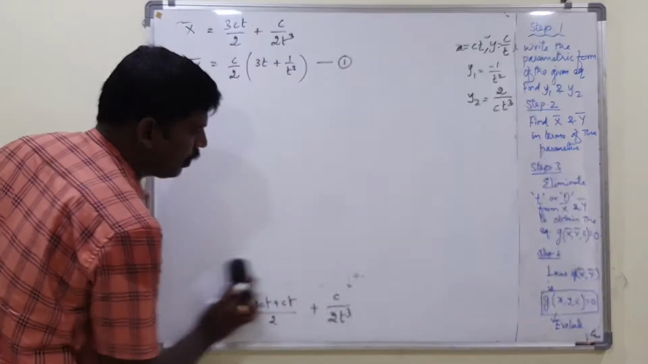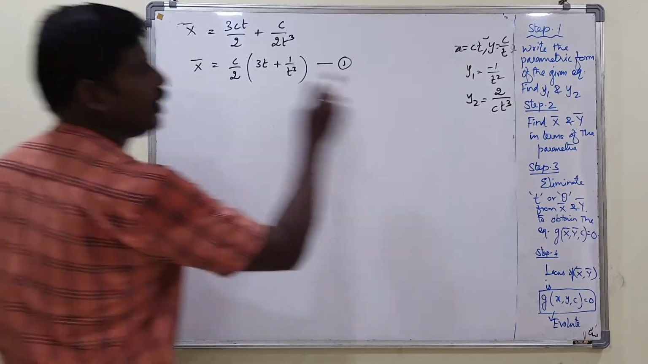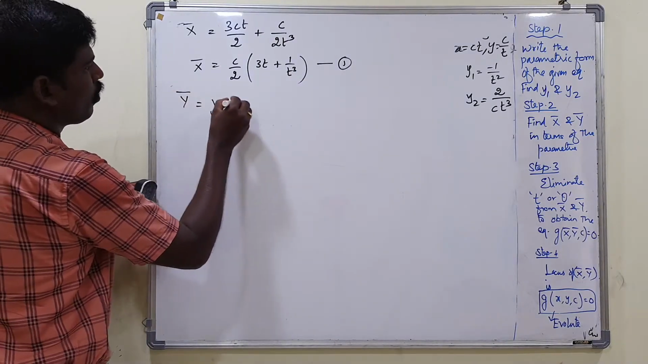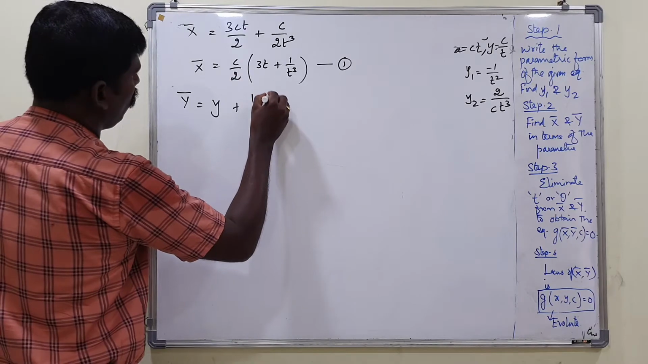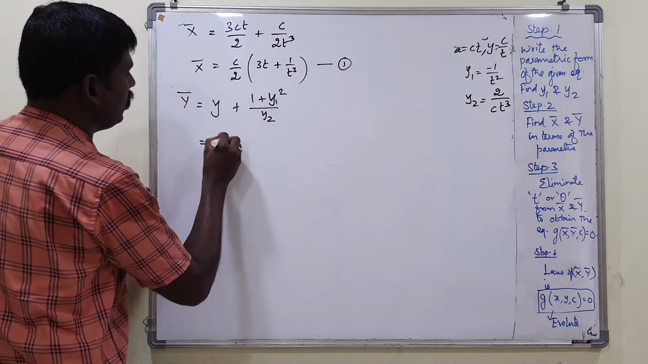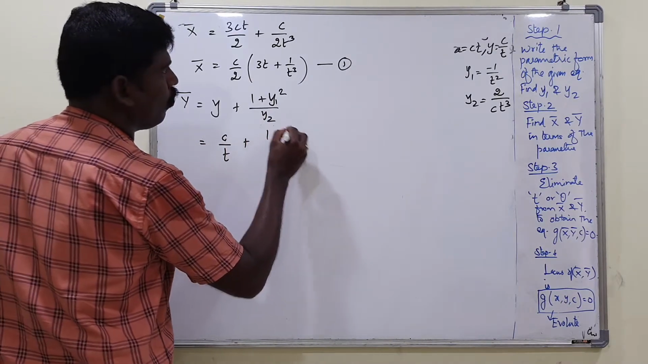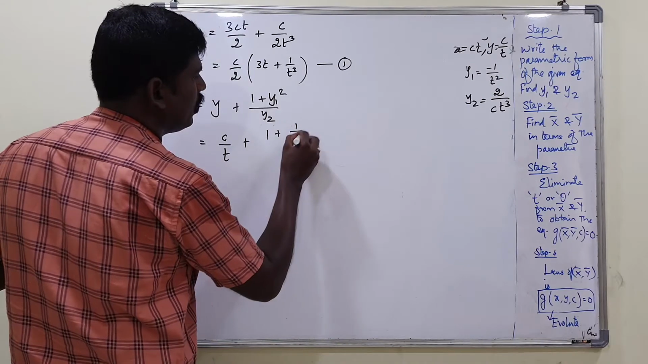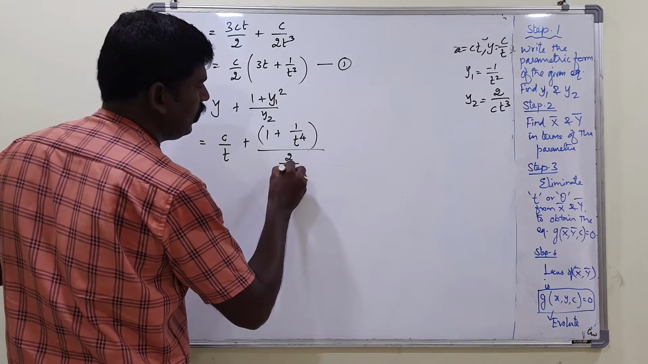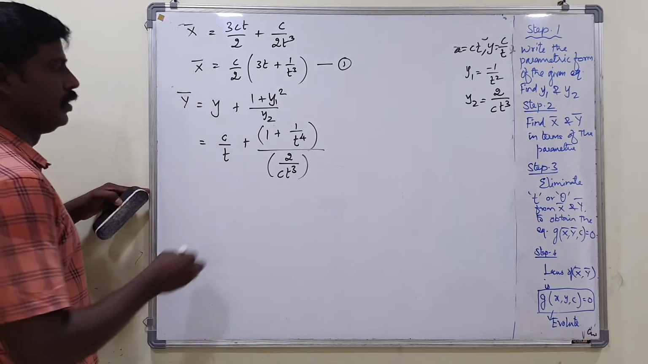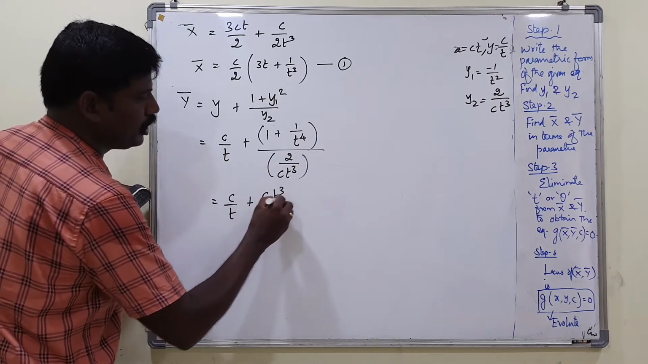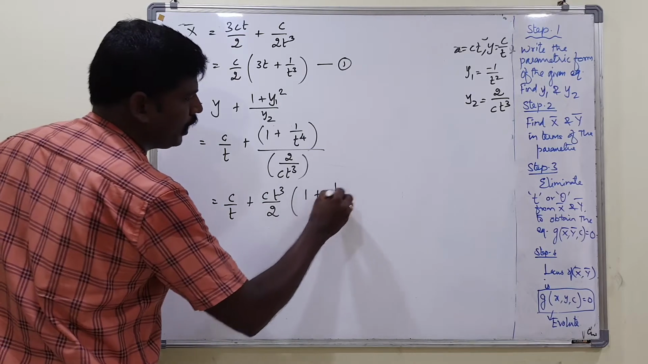Now I am going to find y bar in terms of t. So I found x bar in terms of the parameter t. Now I am going to find y bar. What is y bar? y plus 1 plus y1 square by y2. What is y? y is nothing but c by t. So c by t plus 1 plus y1 square. y1 square is 1 by t power 4. Right? y2 is 2 by c t cube. So c by t plus, this becomes the reciprocal multiplication, ct cube by 2 into 1 plus 1 by t power 4.